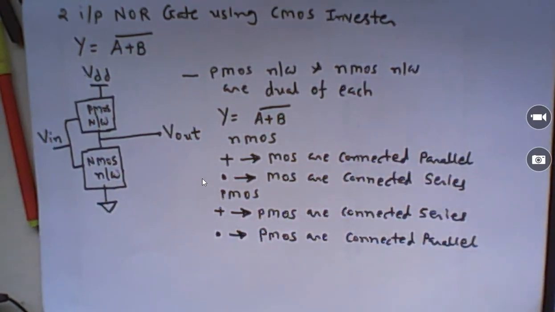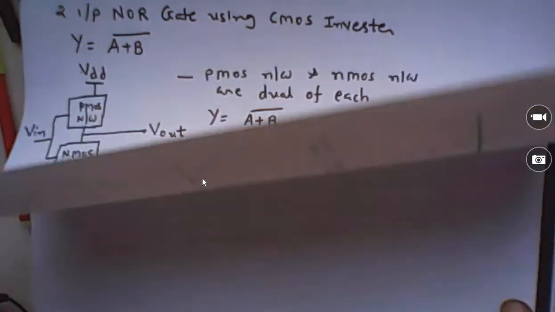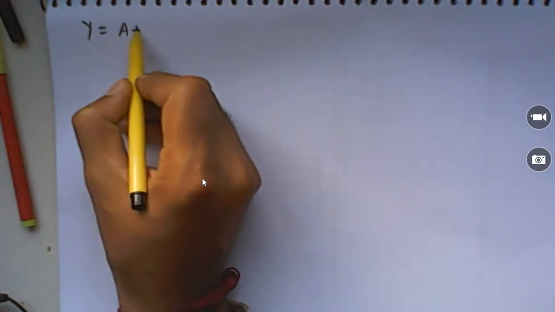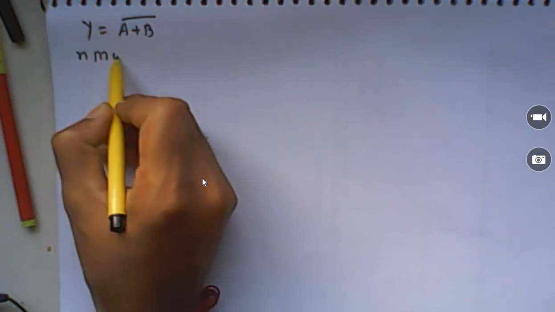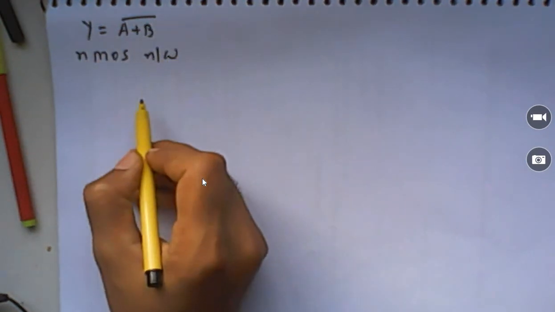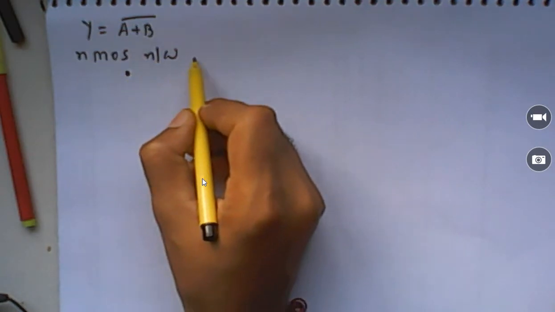So the NMOSFET and PMOSFET networks are always dual of each other. So let me draw the implementation. Let me implement the two input NOR gate using the CMOS inverter. We want to implement (A plus B) bar. So let me first find the NMOS network, and we also know the NMOSFET network graph.